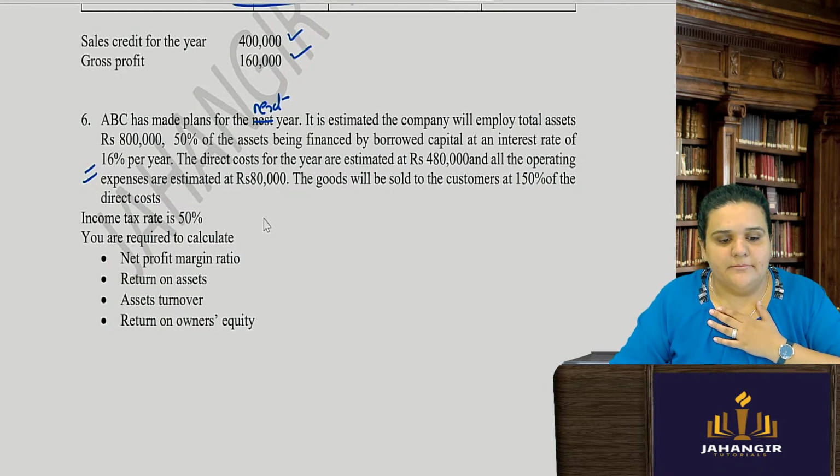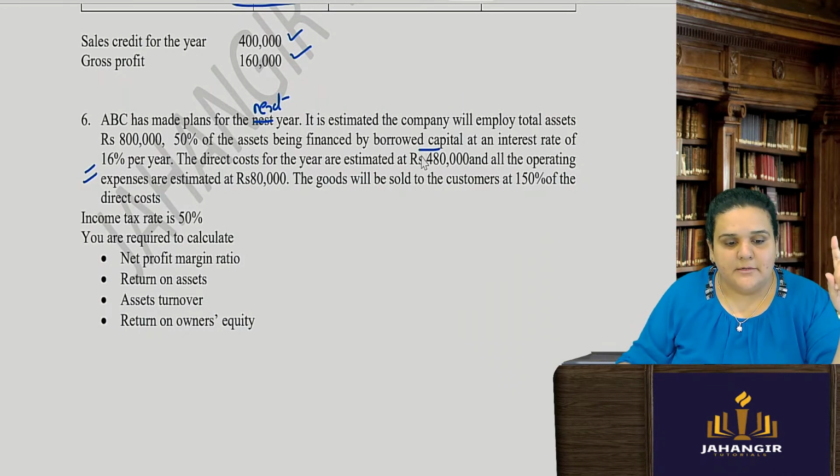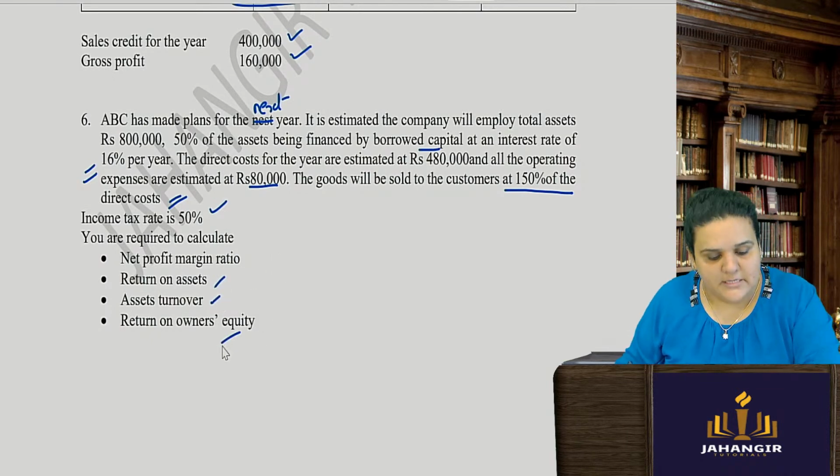So, just reading question number 6 once again. ABC has made plans for the next year. It is estimated the company will employ total assets of rupees 8 lakhs, of which 50% they will finance with borrowed capital, and the interest rate on that will be 16% per year. The direct costs for the year are estimated at rupees 4,80,000 and all the operating expenses are rupees 80,000. Goods will be sold to the customer at 150% of the direct cost. Income tax rate is 50%. You are required to calculate net profit margin ratio, return on assets, asset turnover and return on owner's equity.